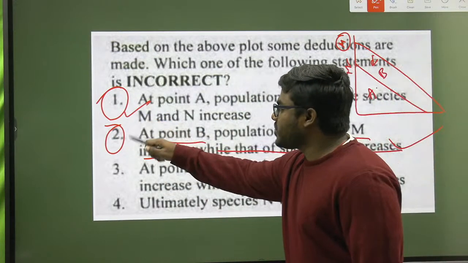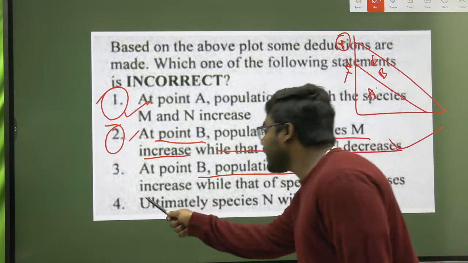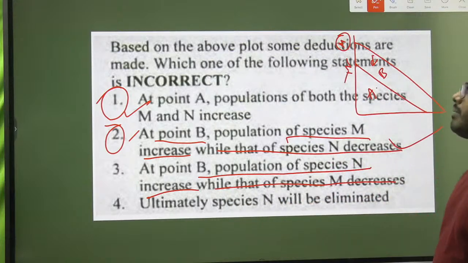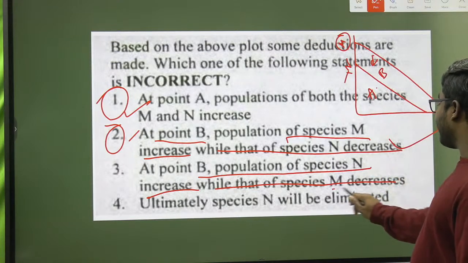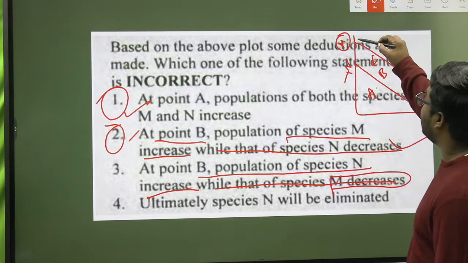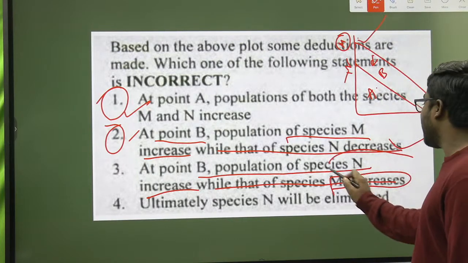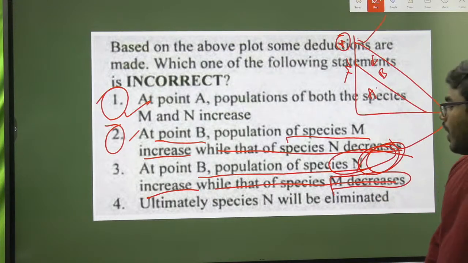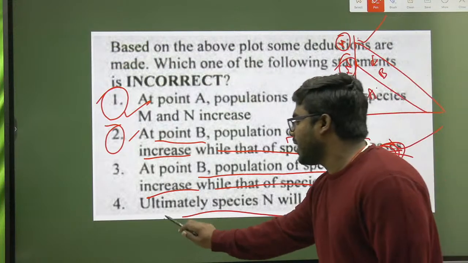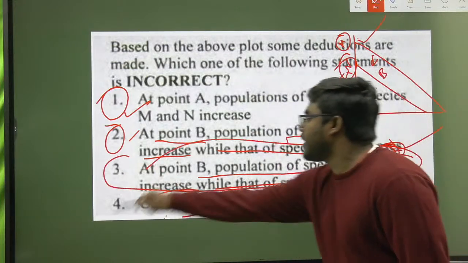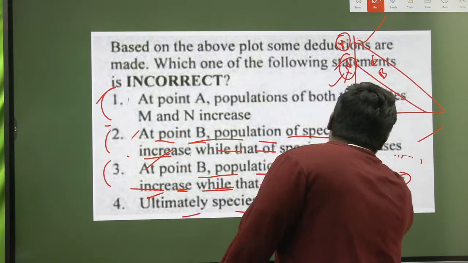Now look into option 3. At point B, population of species N increases while that of species M decreases. What do you mean by that? But originally they have given M decreases, but M should not decrease, right? At point B, M should increase. Hence option 3 will be a wrong option. Obviously, who is going to be eliminated? Species N is eliminated. That is also a right statement. Then the wrong statement is what, friends? Option 3. Option 3 is the incorrect option.